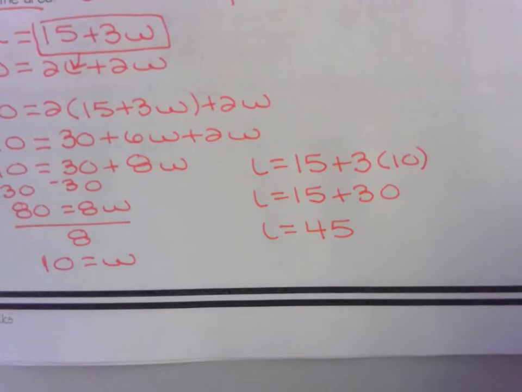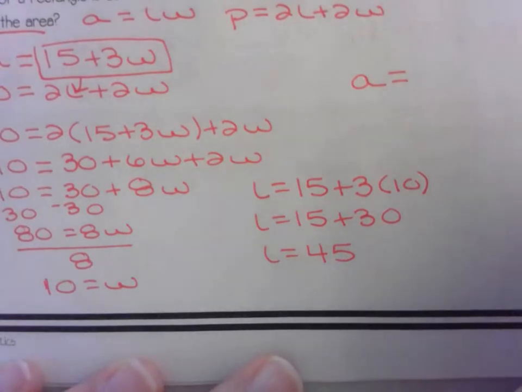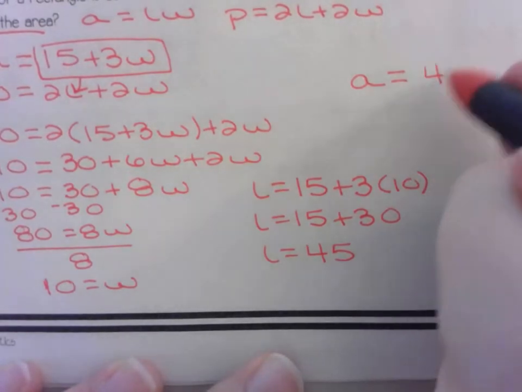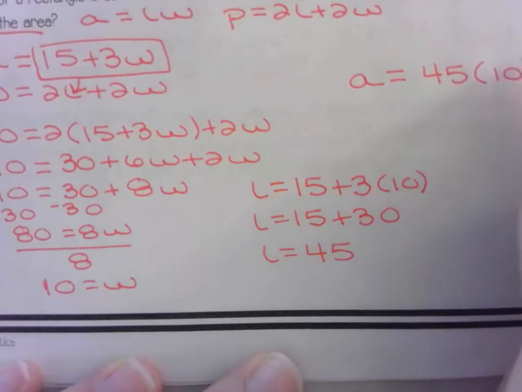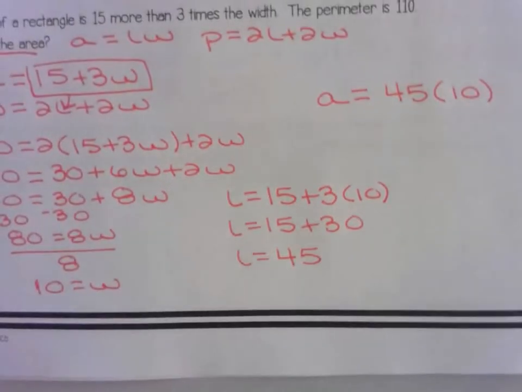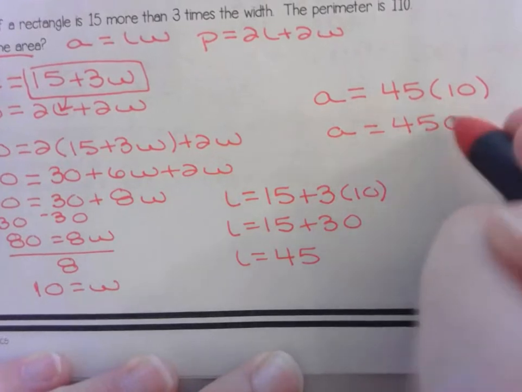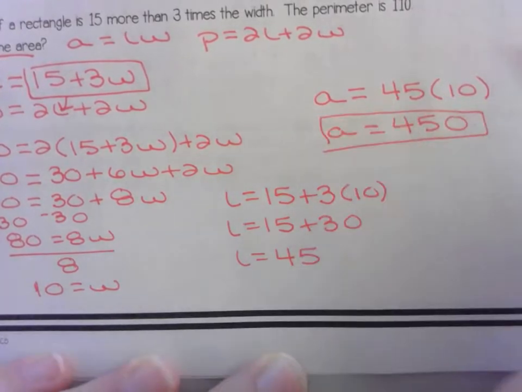How do I answer the question? No, I want the area. How do I find the area? You multiply 45 times 10. Length times width. So this one's a little different because I want the area. So you had to multiply the length and the width. So the area is 450. So make sure you actually answer the question.